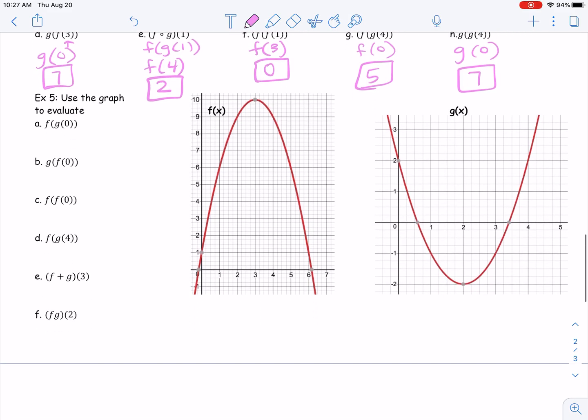Last thing we're going to do is use graphs to evaluate the same kind of thing, the compositions and the operations. So this first graph is your f of x graph and the second graph is your g of x graph. So I want f of g of 0. So I need to start with g of 0. So g of 0, when x is 0, what's the function value? It's 2. So what is f of 2? Well, now I go to the other graph. When x is 2, what's the function value?